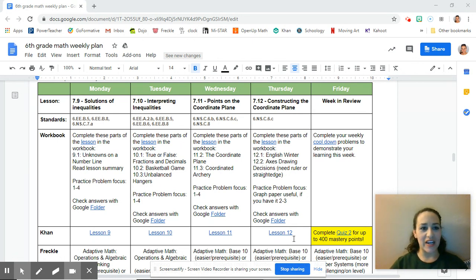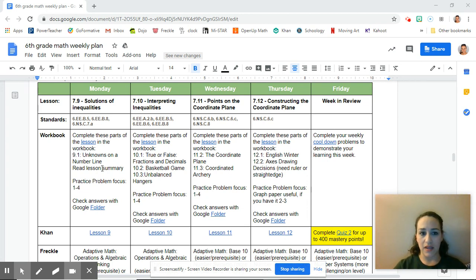We're looking at lesson 7.9 today. Sorry, it's lesson 9. 7.9 means it's unit 7, lesson 9, which is solutions of inequalities. And today we're going to go through 9.1.